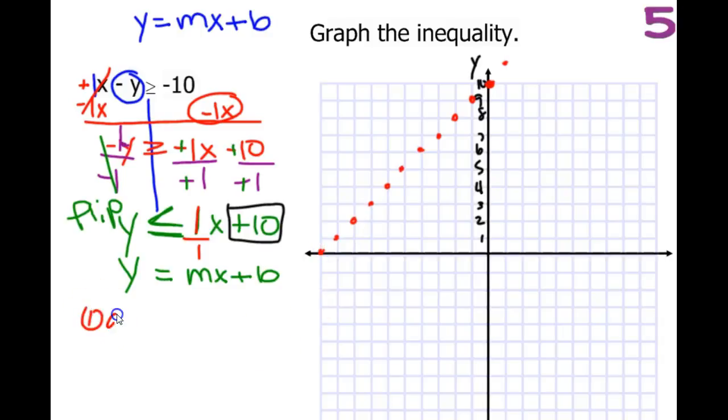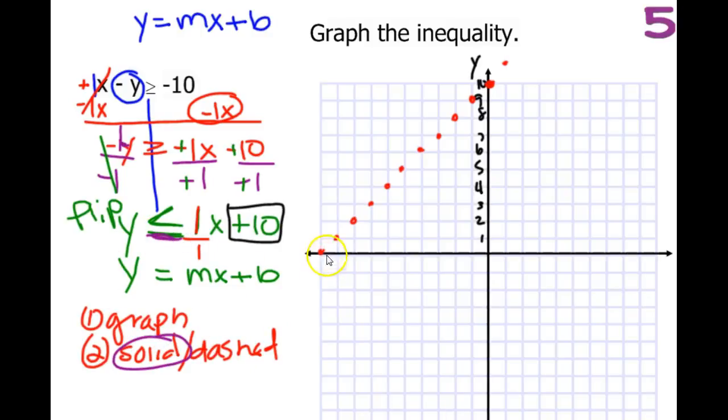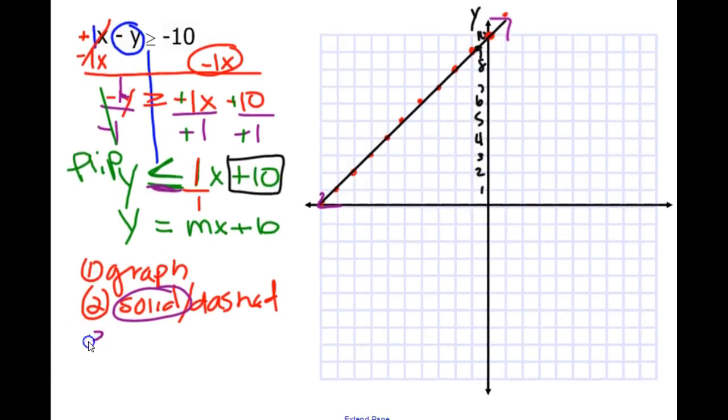So first I graphed it. Then I need to decide, is this a solid or a dashed line? This one has the equal to right here, so that means it's a solid line. So I'm going to draw my line through it. Put arrows on the ends. There's my line. And then third, we need to shade the line, or color in above or below this line.